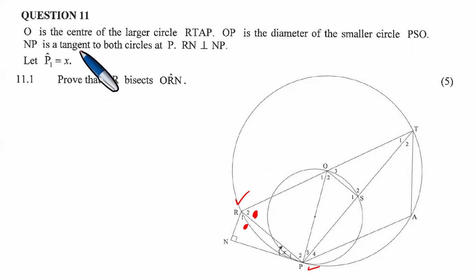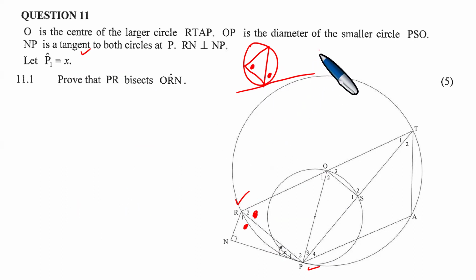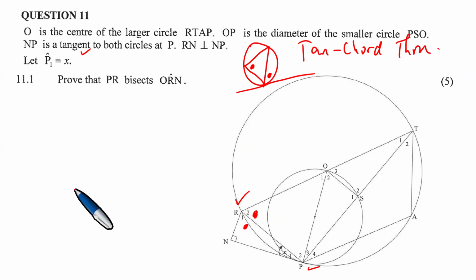Because you've already been given a tangent. NP is a tangent. If you use the tan chord theorem, this angle here is equal to this angle there. This theorem is called the tan chord theorem. So that in the end, we are good.